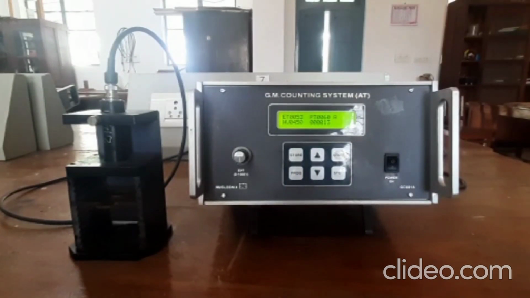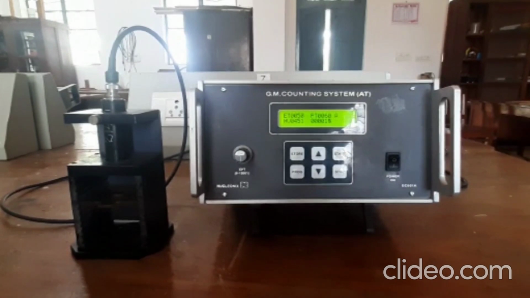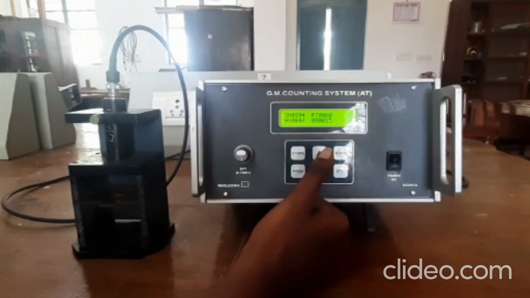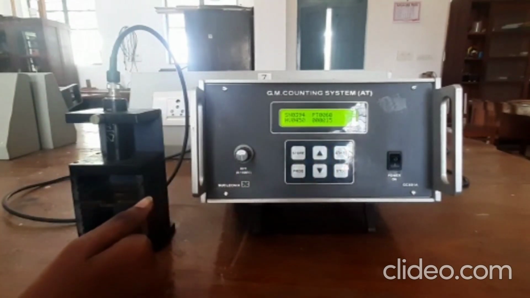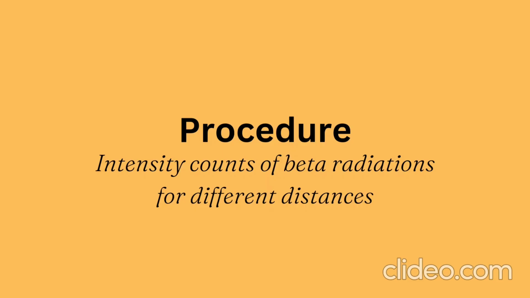Yes, now we are at 52 seconds. And yes, now we got the readings for 60 seconds. At 60 seconds, the count is 15 here. So similarly, we'll take 4 more readings and then we'll calculate the average background count. All the background readings are tabulated as follows.